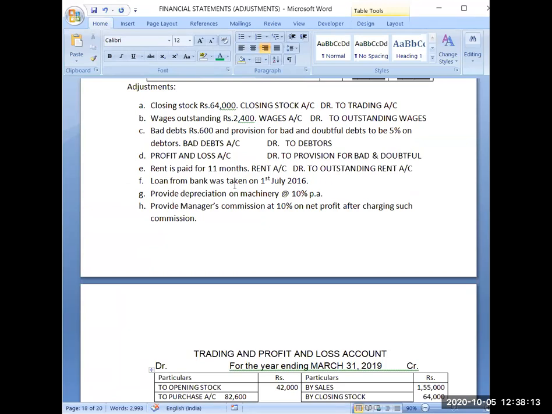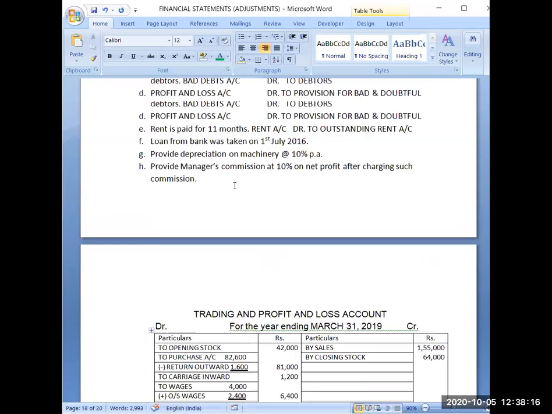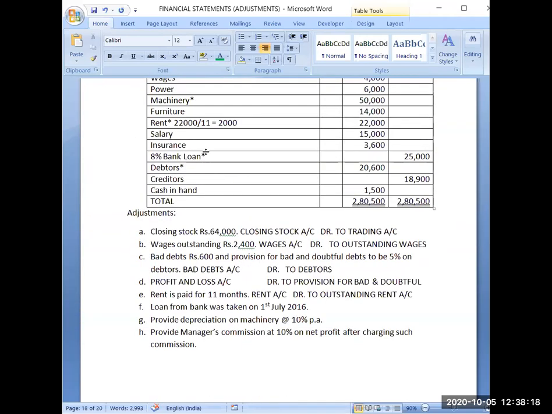Loan from bank. Now see this point. This is a very important adjustment. I was telling you that I have to explain you implied adjustment. Sometimes what happens, the question is giving you a date here that you have taken loan from bank on 1st July 2016. The question has told you clearly this date.